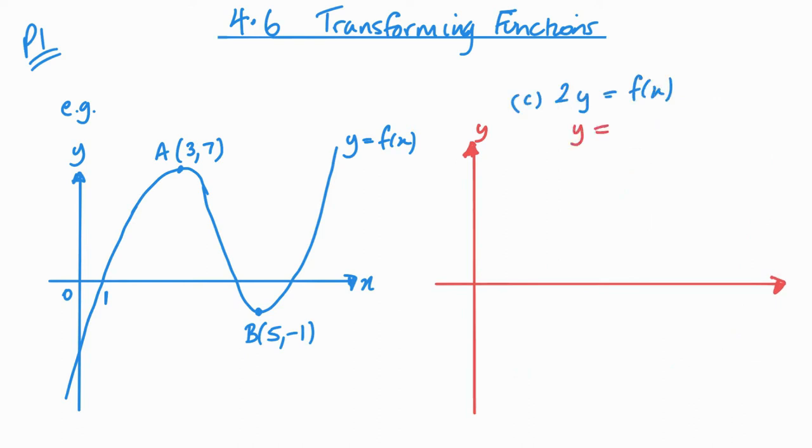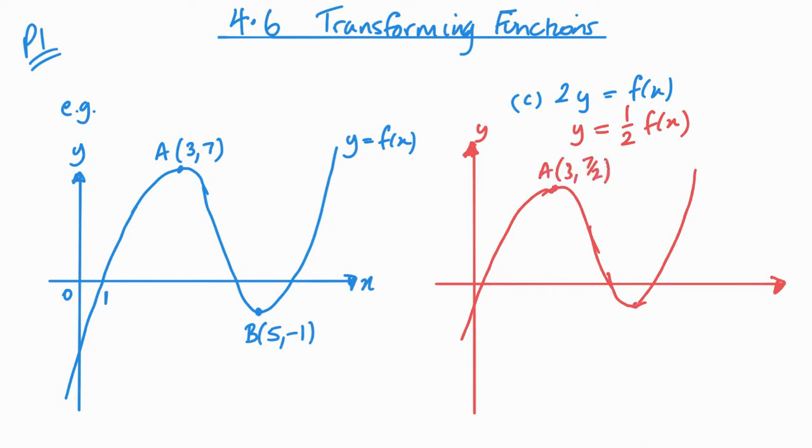So first let's make it y equals a half f of x. This is going to affect my y's and not my x's, and it's going to make my values of y half the size. So something like that. A is going to be 3, 7 over 2, or 3.5. B is going to be 5, minus a half. And I'm going to cross here, we don't know, and this is still the value 1.